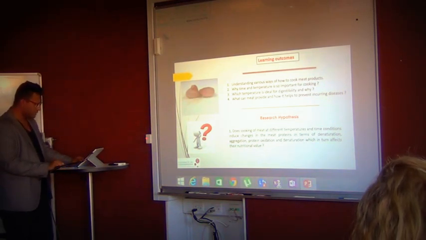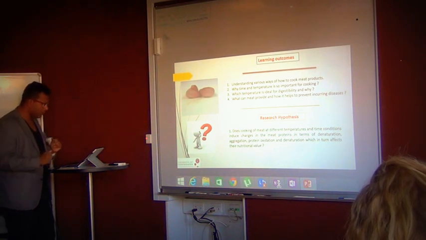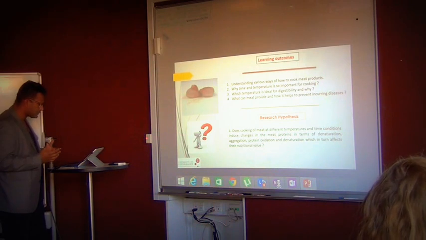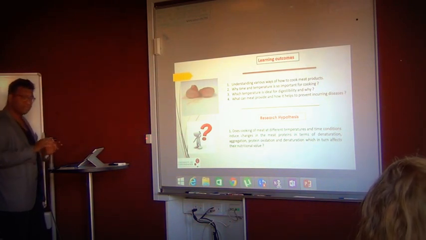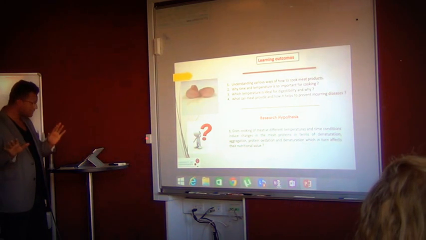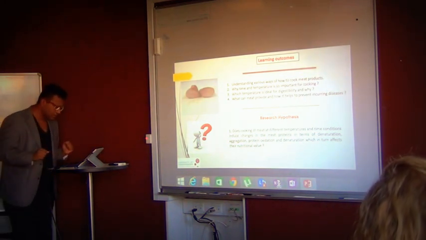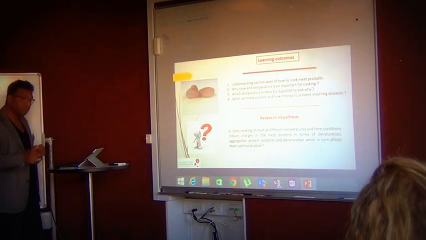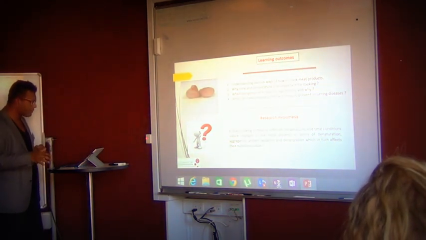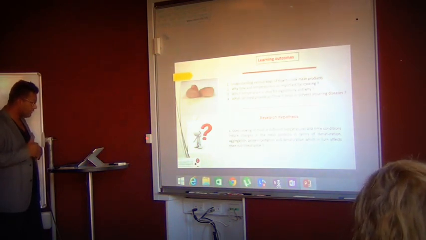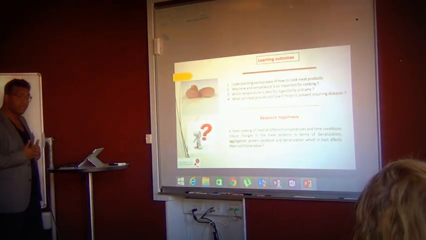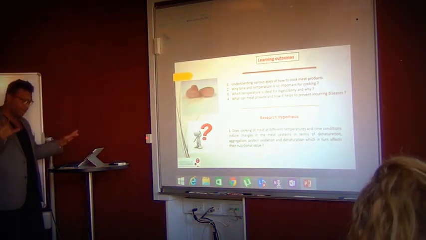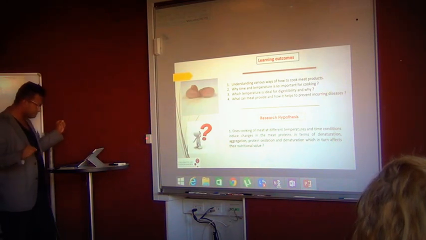Our learning outcome is to showcase what kind of cooking treatments there are for the different pork samples, and why time and temperature are very important for processing your meat. The third one is which temperature in your household or restaurants you normally use so that you have proper digestibility. And the fourth and most important one: what happens if you don't have meat, or you have meat in excess amounts? So there are two balancing sides that I'm going to discuss.